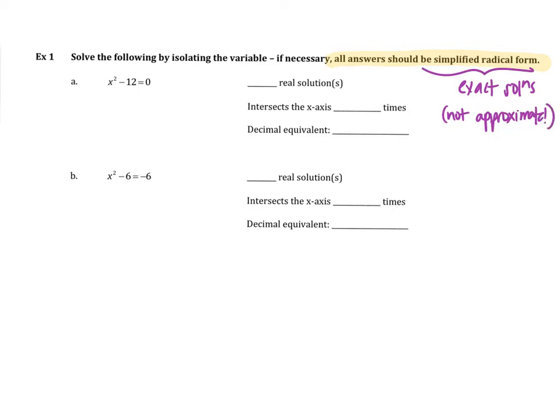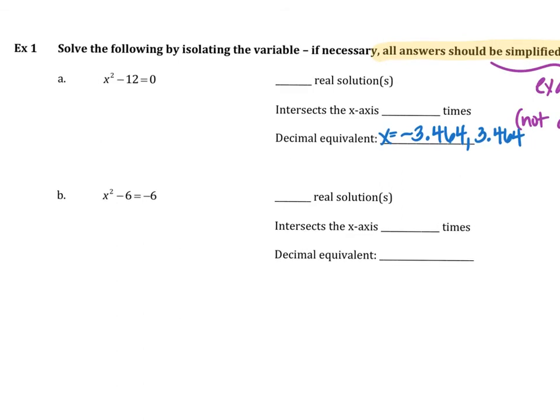Okay, so for A, we have x squared minus 12, which was the example we left off on the previous problem. We knew the decimal equivalent from Desmos was like negative 3.464 and positive 3.464, but we need the exact solution, so let's talk about that. So again, our goal is to isolate x, and so inverse operations, I'm going to add 12 to both sides, so I'm left with x squared equals 12.